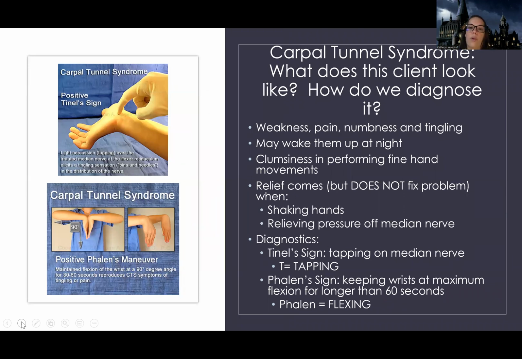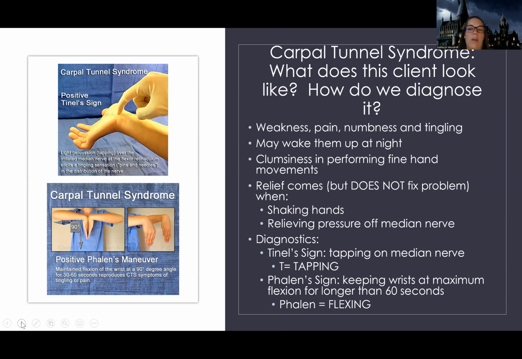So what does a client with carpal tunnel look like, and how do we diagnose it? Most patients aren't coming to the hospital for this. This is something they're more going to talk about with their doctor as an outpatient. But in case you're working in a doctor's office, you may have a patient that comes in complaining of weakness, pain, numbness, and tingling in their hands. These symptoms can wake them up at night. They may also have clumsiness in performing fine hand movements.